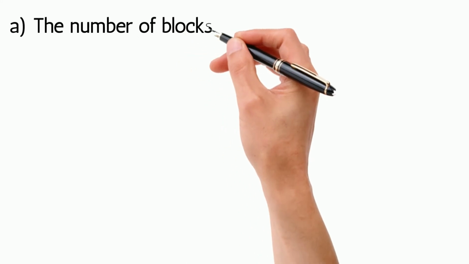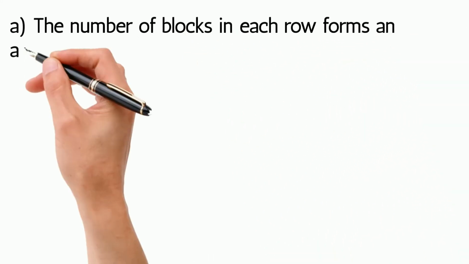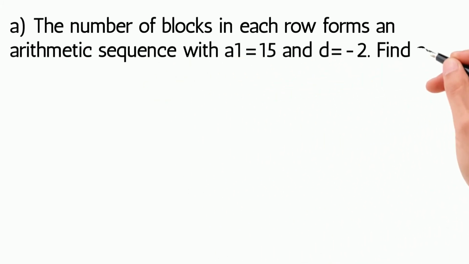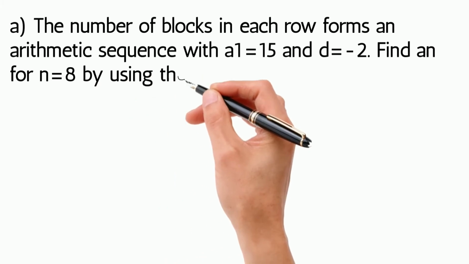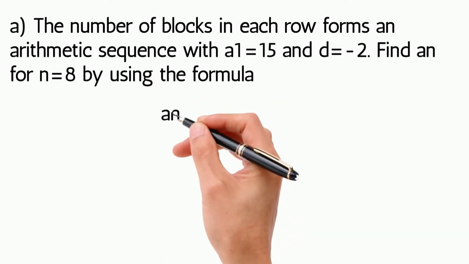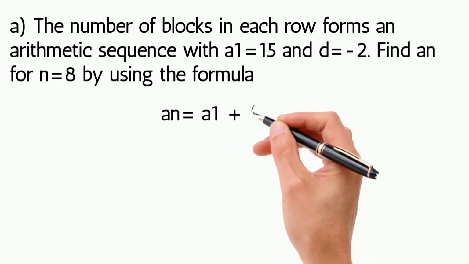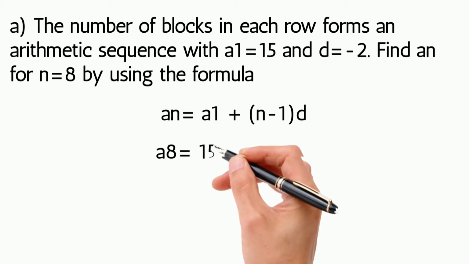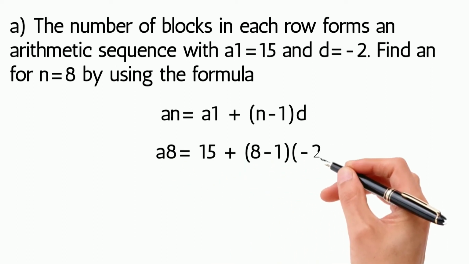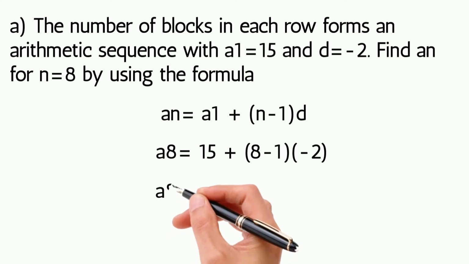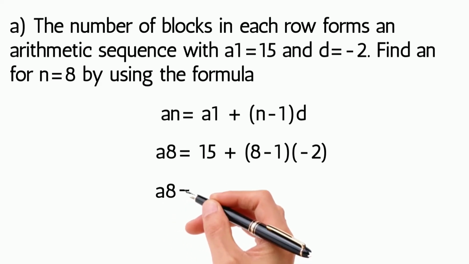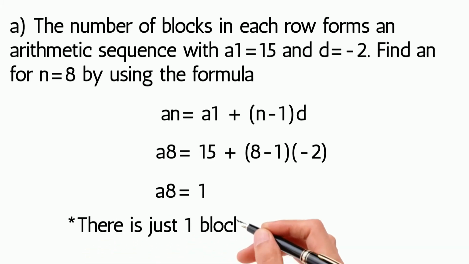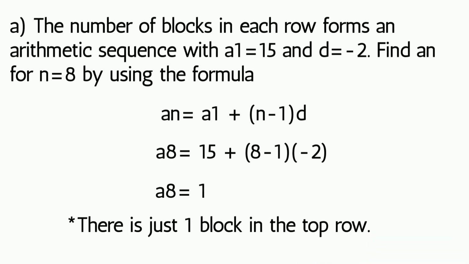For A, how many blocks are used for the top row? The number of blocks in each row forms an arithmetic sequence with a1 equal to 15 and d equal to negative 2. So we need to find a8 by using the formula an = a1 + (n - 1)d. We substitute a8 = 15 + (8 - 1) times negative 2, and we will get a8 equal to 1. So there is just one block in the top row.